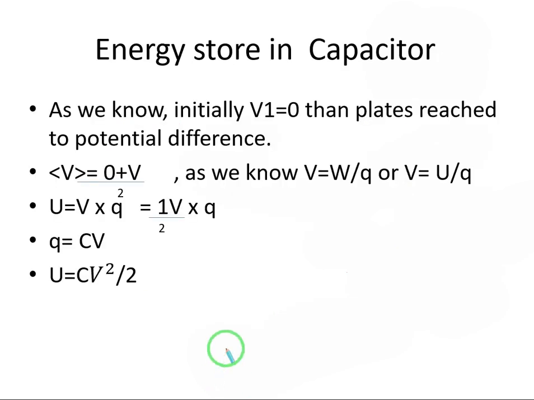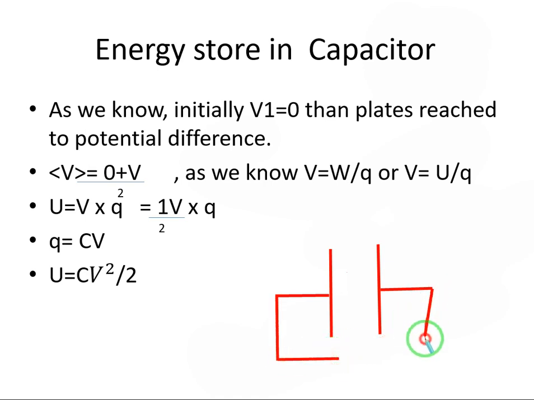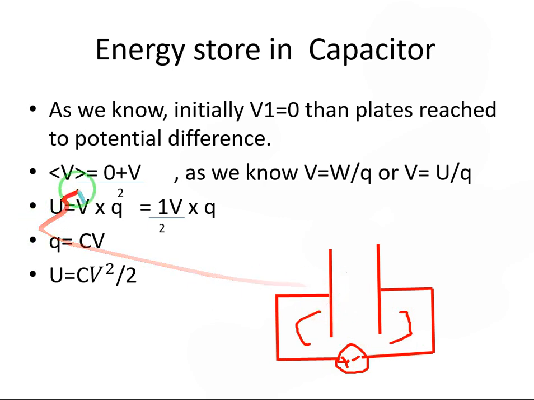Now coming to the energy of a capacitor, meaning the energy stored in a capacitor. How much energy will be stored in a capacitor? For that we need a formula. Let's say we have two plates and the source is connected here. Initially the charge and the voltage are zero. Then once charge starts flowing, there will be a charge. Initially we need to take an average voltage, because it starts at zero and after some time it increases.